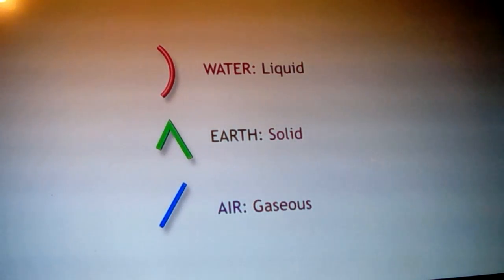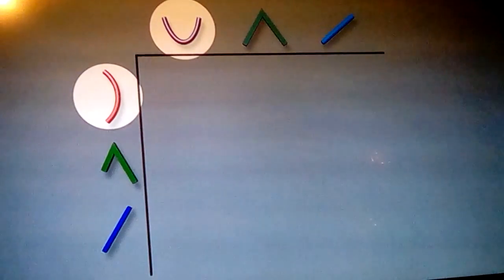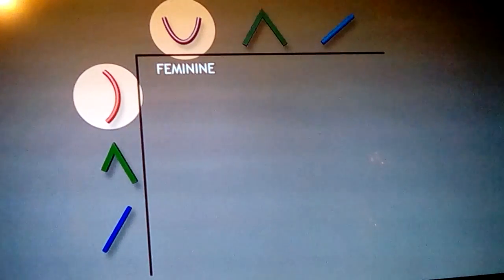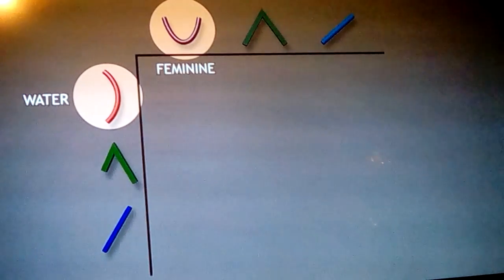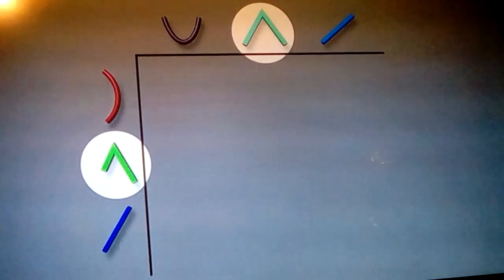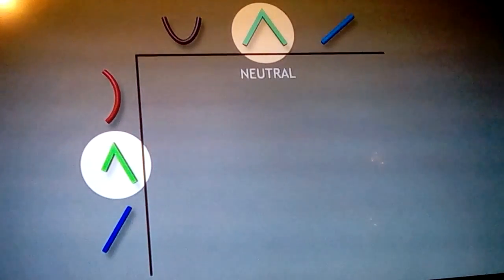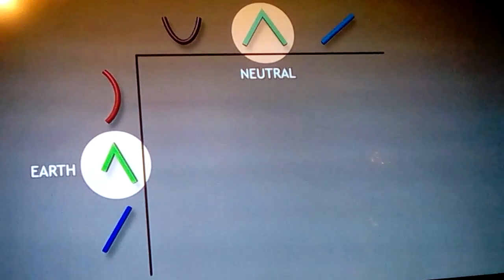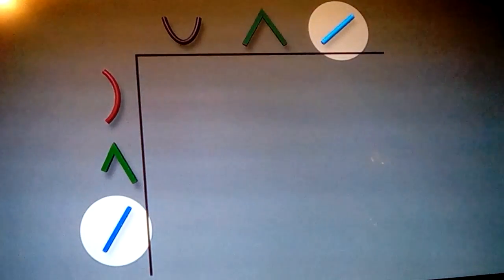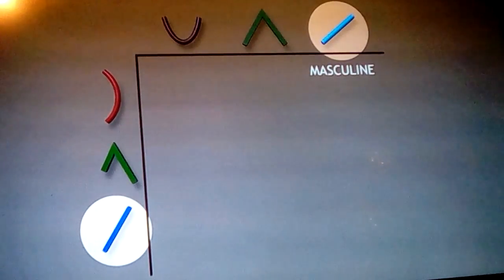So, three states of matter, but there's fire also, and fire worship. It's important. We are using an arc both for the feminine energy and the element of water, which is the most feminine element, and we are using this triangle or arrowhead both for the balanced energy and the earth archetype, which is the most neutral of the elements, and then we are using a diagonal line both for the masculine quality and the element of air, the most masculine of all the elements.